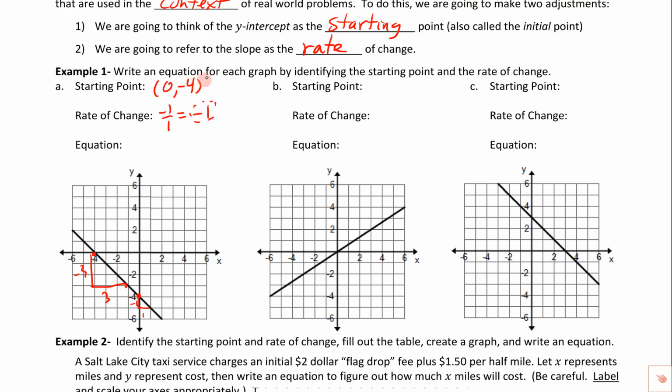So I'm going to put a dotted circle around the two of those. Those are parts of the answer, but here's the equation that we're after. We're after y equals whatever the rate of change is, -1 for the slope, and then whatever the y-intercept is, whatever the starting point is, so that would be -4.